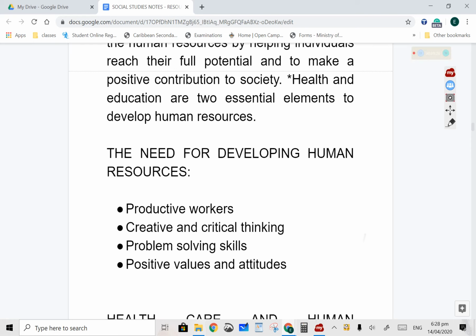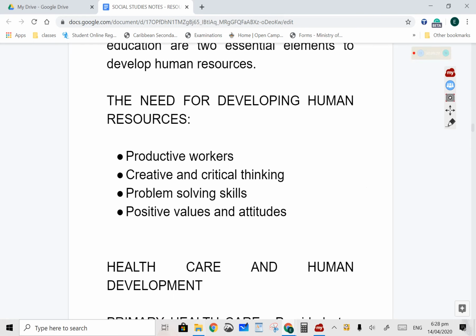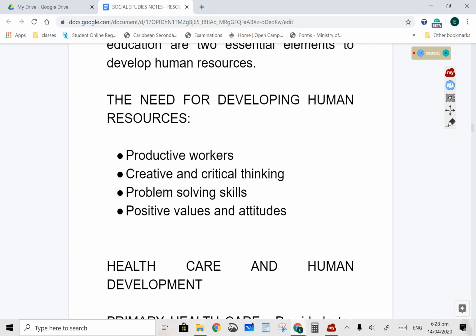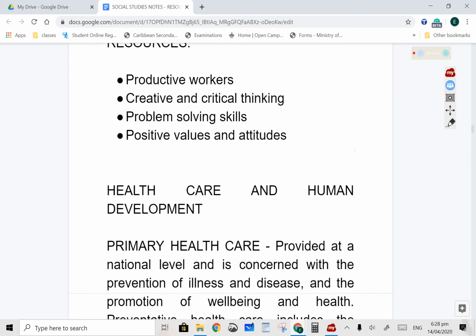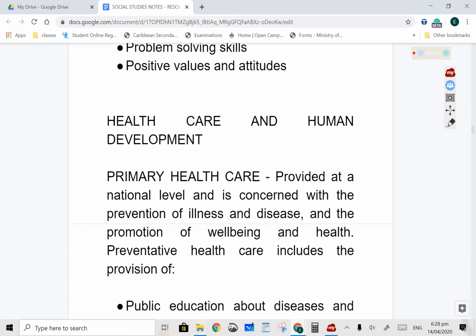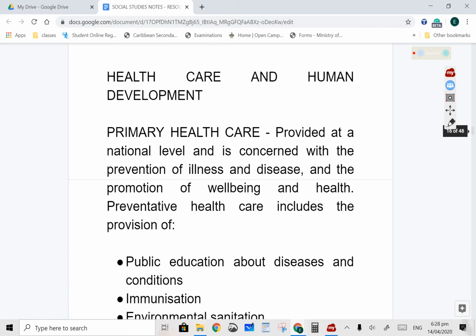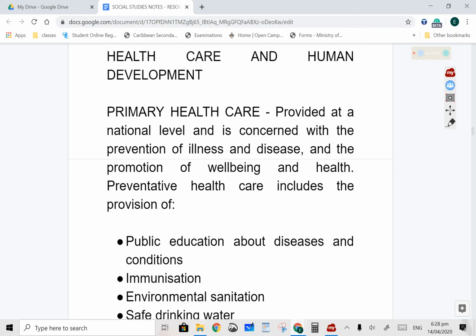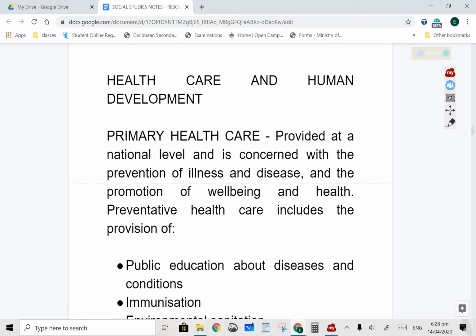All right. So, if we continue, we have the need for developing human resources, and here it is outlined clearly. Creates productive workers, creative and critical thinking, problem-solving skills, positive values and attitudes. Okay, so productive workers basically. Okay, and developing healthcare and human development. Now, firstly, you have to know the different levels of healthcare.